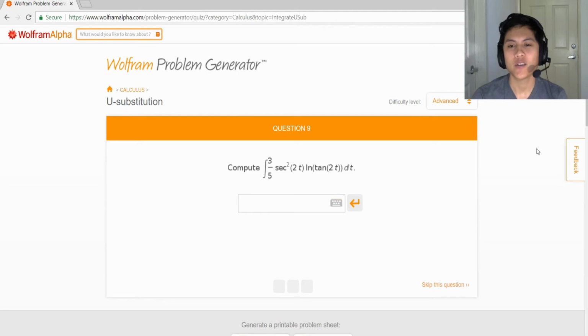You have to let u is equal to tan 2t, and then you'll have 2 secant squared 2t as your du. So push it downstairs. That would be 3 over 10. 3 over 10 log. Okay, then the log of tan 2t. Okay, so then you have 3 over 10, right, times... let me put a fraction here.